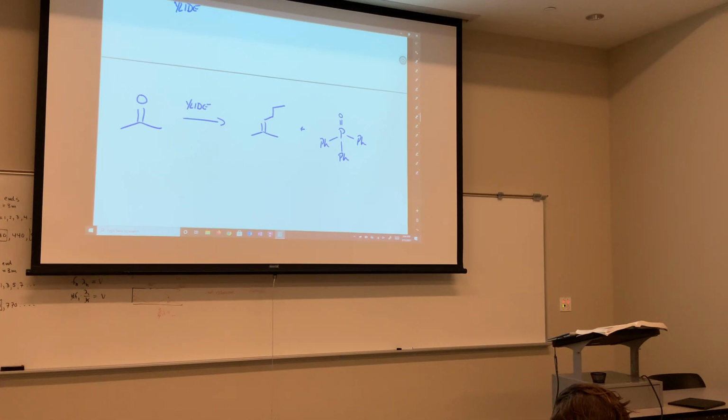Now finish it up. You know what your product at the end has to be, right? You have to make a double bond from here, and you have to make a double bond here, right? So draw what that intermediate looks like.